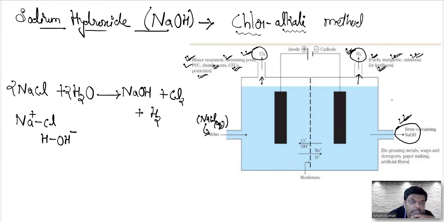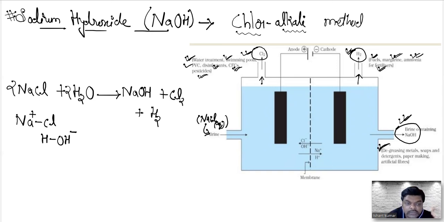Now, the last is the main product which we are producing here, that is our NaOH. As we are studying here that we are producing NaOH, the main product which we are going to talk about is NaOH, sodium hydroxide. The sodium hydroxide which is produced here is used for degreasing the metals.